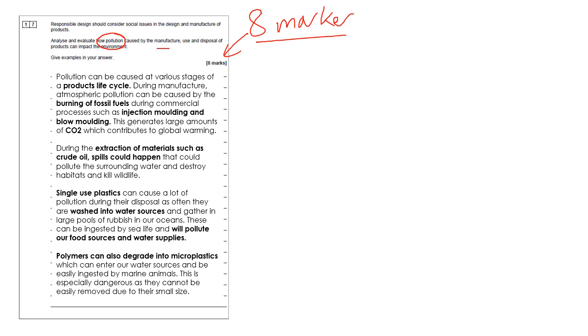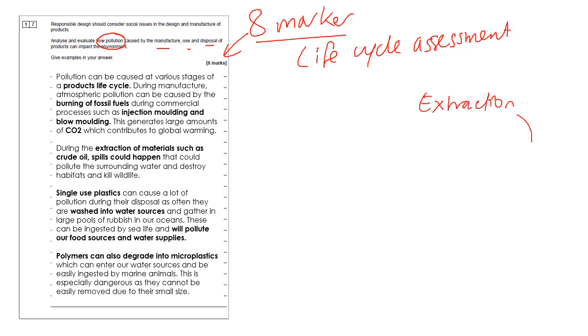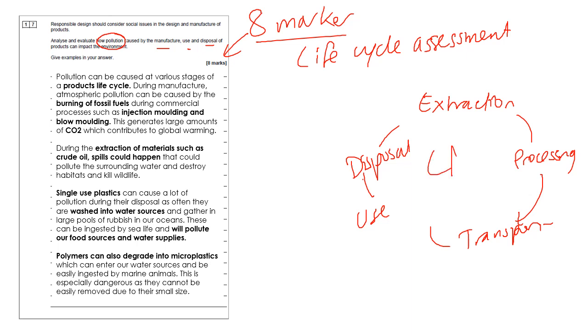So it's talking about manufacture, use and disposal, which makes me think of a life cycle assessment where you do the extraction and you do the processing, the transport, the use, and then the disposal. So a life cycle assessment, which I think you do in science, is a really good thing to bear in mind, especially with anything to do with sustainability of products. But this one is specifically asking about pollution. So you could talk about water pollution, you could talk about air pollution. So it needs to be carefully linked to the creation of pollution.